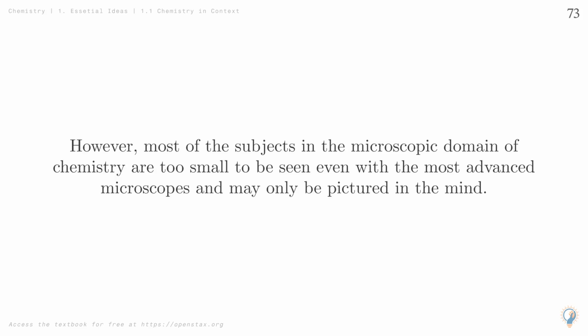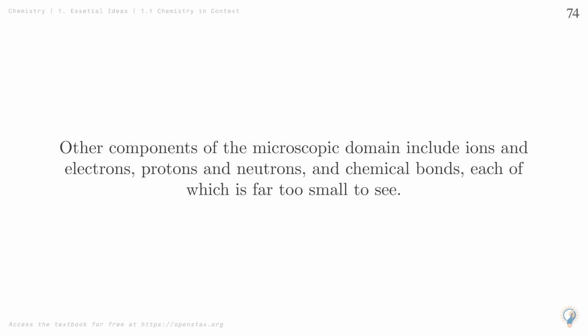However, most of the subjects in the microscopic domain of chemistry are too small to be seen even with the most advanced microscopes, and may only be pictured in the mind. Other components of the microscopic domain include ions and electrons, protons and neutrons, and chemical bonds, each of which is far too small to see.